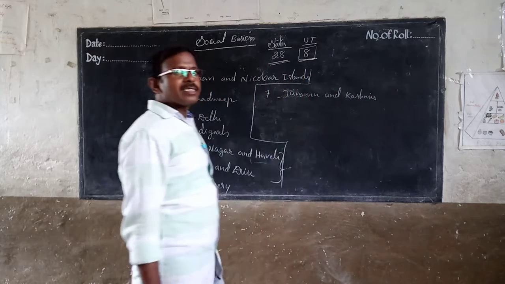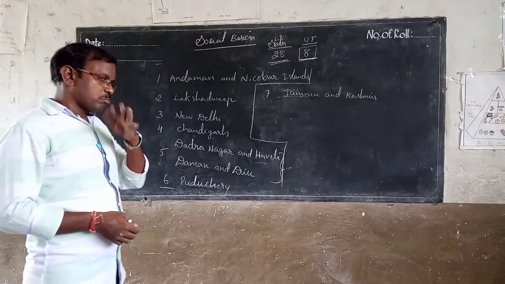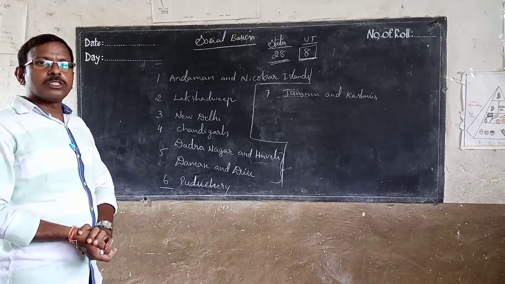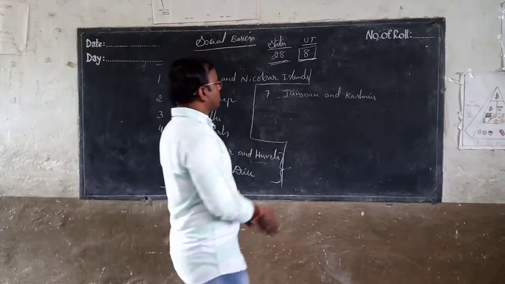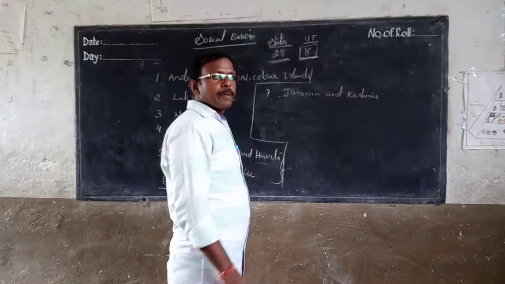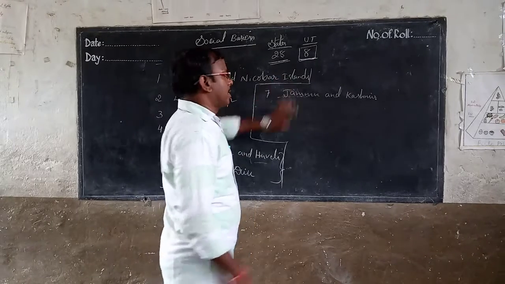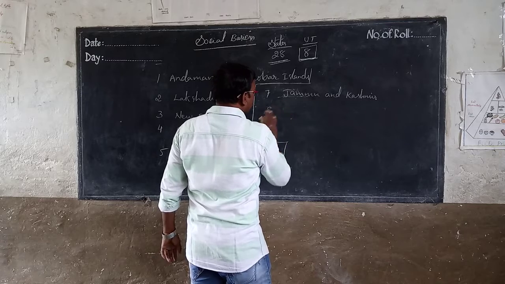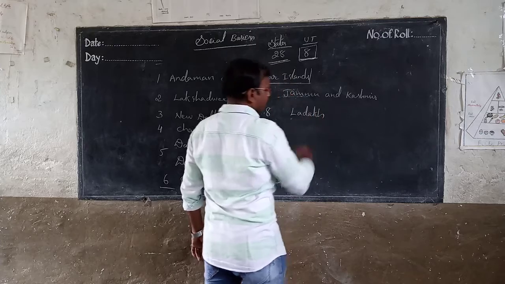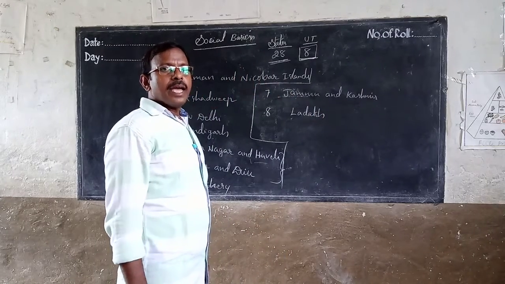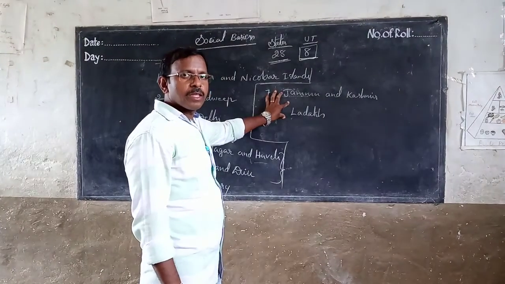According to Article 356, what are the terms and conditions? Everything was cancelled. Jammu and Kashmir's Article 356 was cancelled. Then Jammu and Kashmir changed into a union territory. Actually, it was one of the states for us. Now it is a union territory. Another new union territory, what is that? The eighth one is Ladakh. Ladakh is another, newly formed union territory.